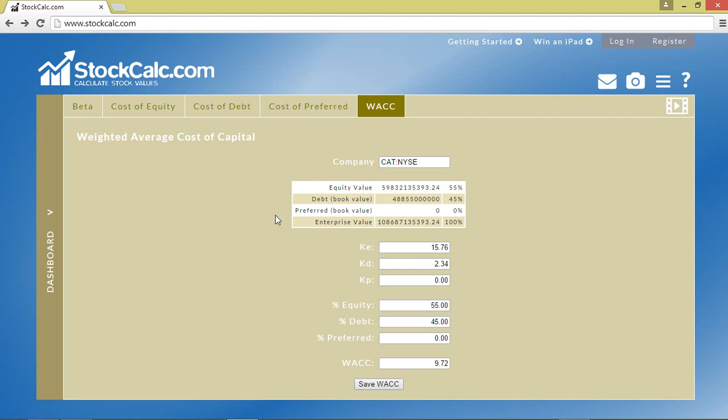Finally, the WACC tab pulls together all of this information. We use the market value of the equity, the book value of the debt to determine the percentages of each of these components in the capital structure of the firm. We take the costs that we've generated from the previous tabs, multiplied by the weighted averages to come up with our weighted average cost of capital. We can then save this weighted average cost of capital for further use.